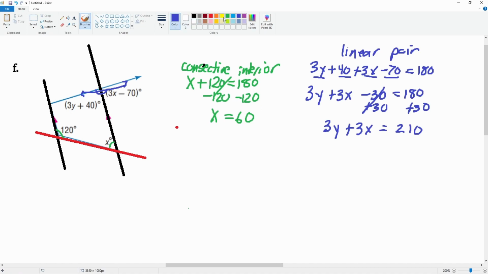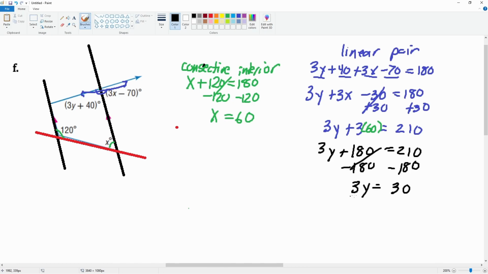Now I'm going to substitute in for the x value. The x is 60. So this is 60 here. 3 times 60 is 180. 3y plus 180 is equal to 210. Okay, I just made the substitution and simplified 3 times 60. Minus 180 to both sides. This cancels. 3y is equal to 30. Divide by 3, divide by 3. This cancels. Y is equal to 10. There you go.